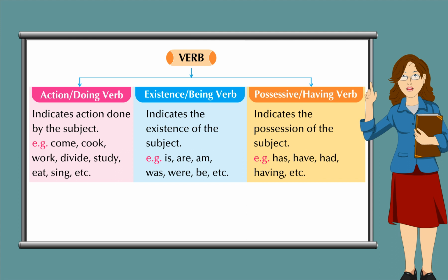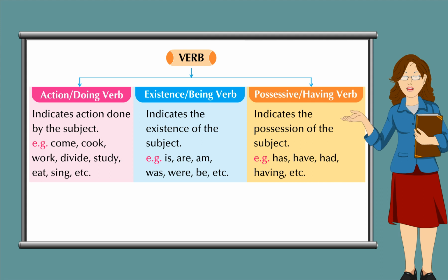Verb: action or doing verb, existence or being verb, possessive or having verb. Action or doing verb indicates action done by the subject. Example: come, cook, work, divide, study, eat, sing, etc. Existence or being verb indicates the existence of the subject. Example: is, are, am, was, were, be, etc.